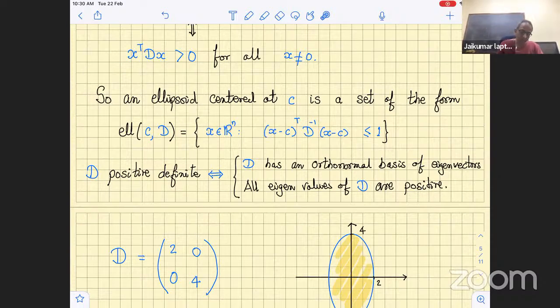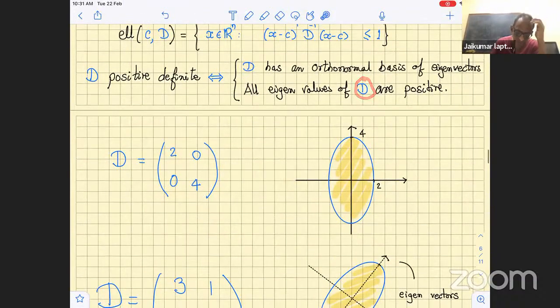Now it turns out that whenever you have a positive definite matrix, it has an orthonormal basis of eigenvectors and all its eigenvalues are positive. Typically, instead of calling the eigenvalues lambda, we will call them lambda squared. So the eigenvalues of D will be called lambda squared. Okay. So now let me just tell you what happens.